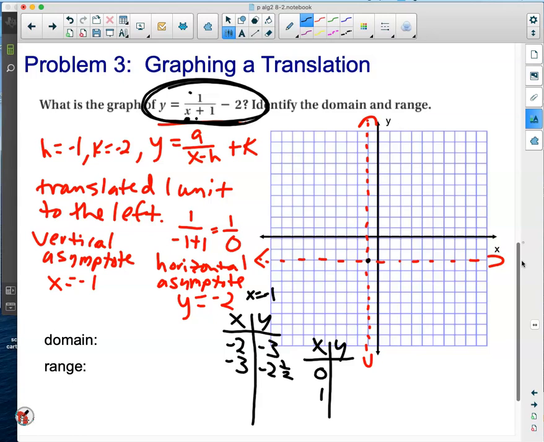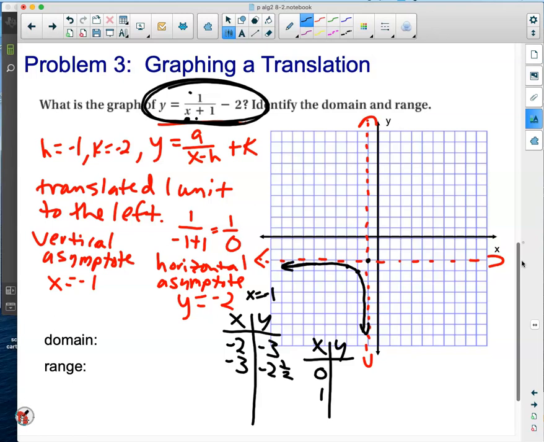And let me get that graph branched. So 2 to the left and 3 down, and 3 to the left and 2.5 down. And I know that the graph is going to approach the asymptotes but never touch. So those 2 points were all I really needed to show that I know what's happening with that branch.